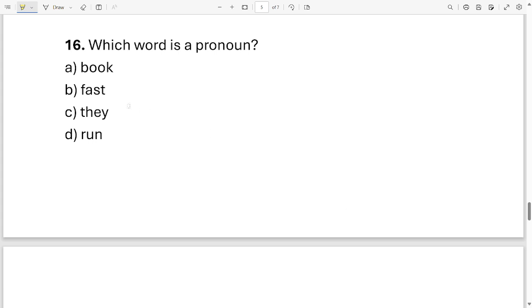Okay, next one. Which word is a pronoun? These are the four options. You have to identify which one of them is a pronoun. Options are book, fast, they, run. Which one of them is a pronoun? It is option C, they.